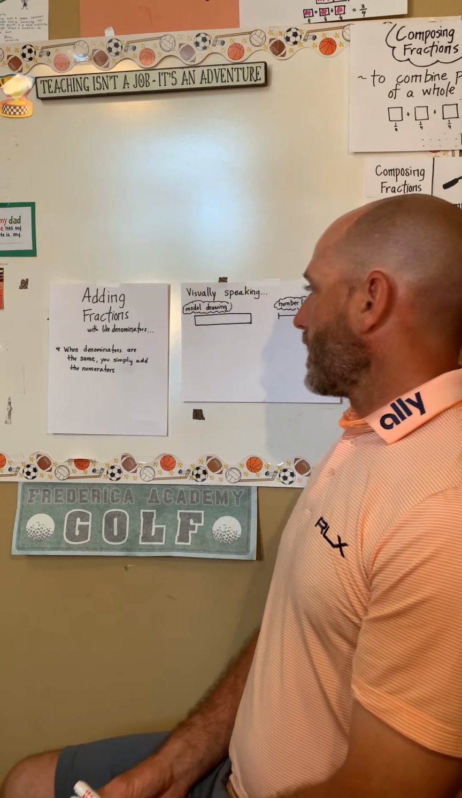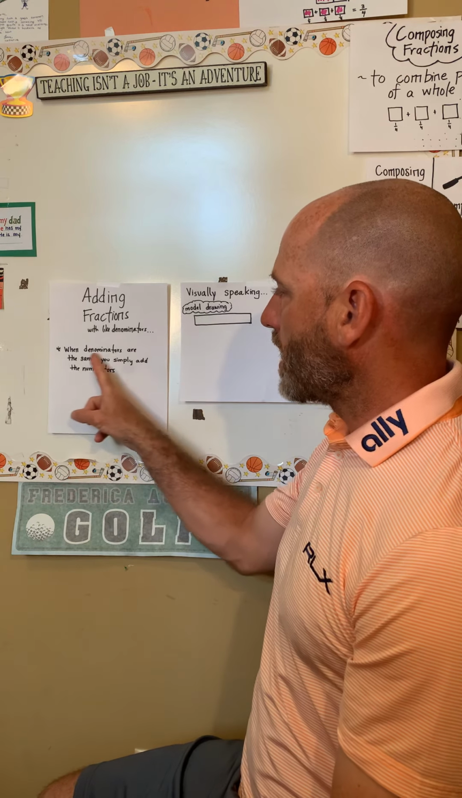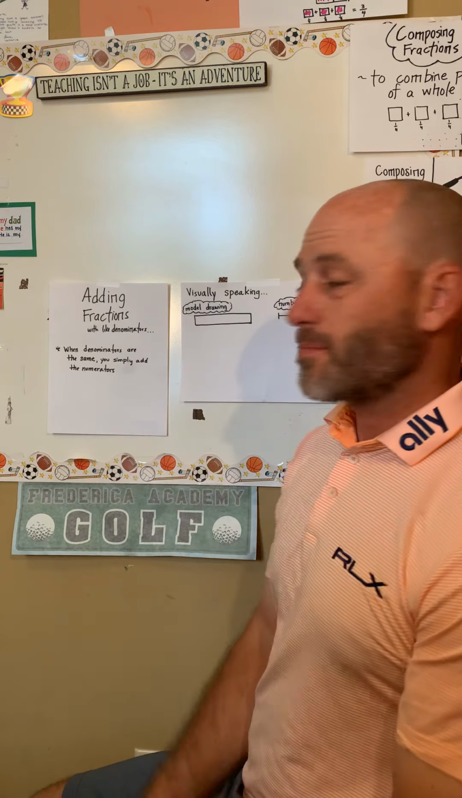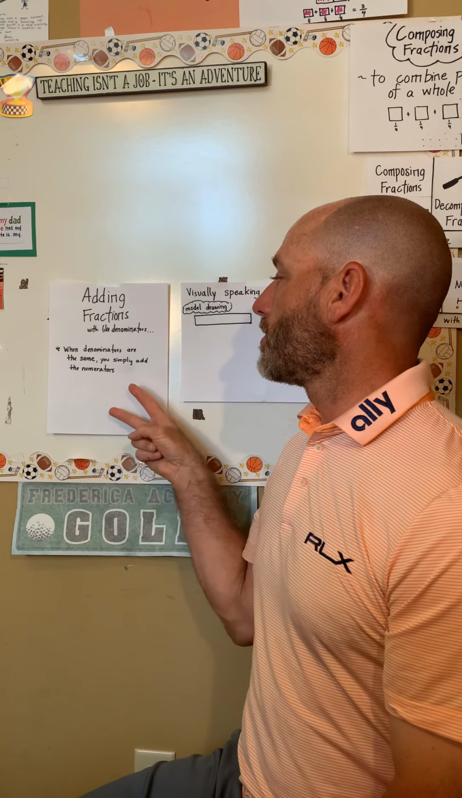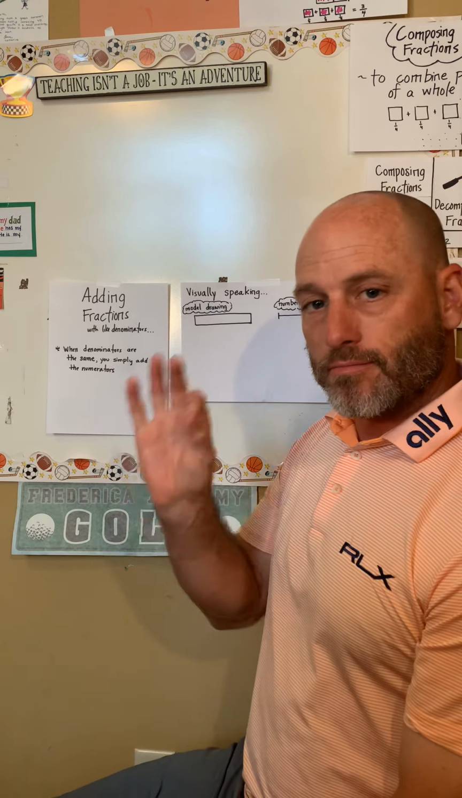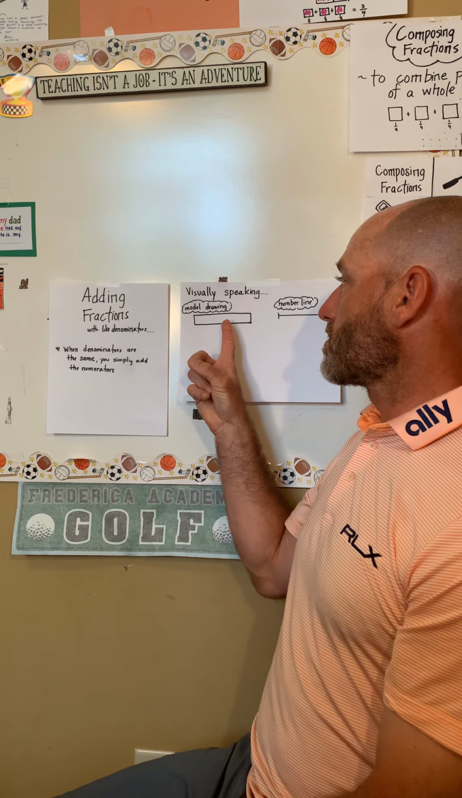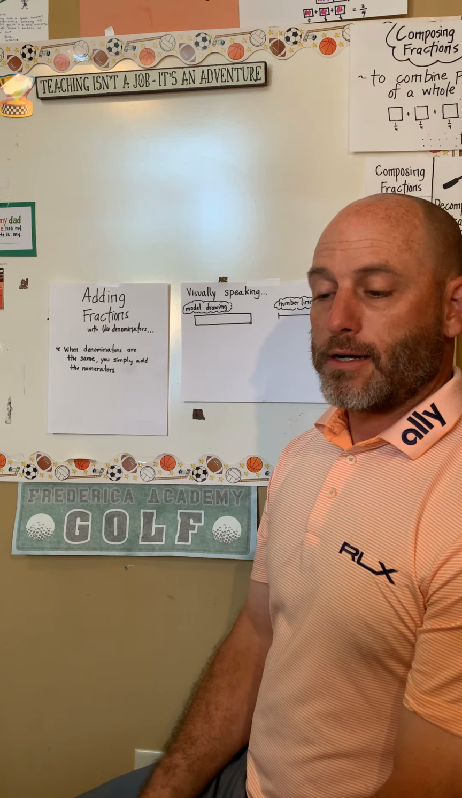So here we have some notes for you. When denominators are the same, you simply add your numerators. I'm just going to go through some examples from the book. I'll show you how to do it for a more concrete learner, a very step-by-step process. I want to show some visual aspects of what it could look like using some model drawings and some number lines. Then we'll do some examples in the book.